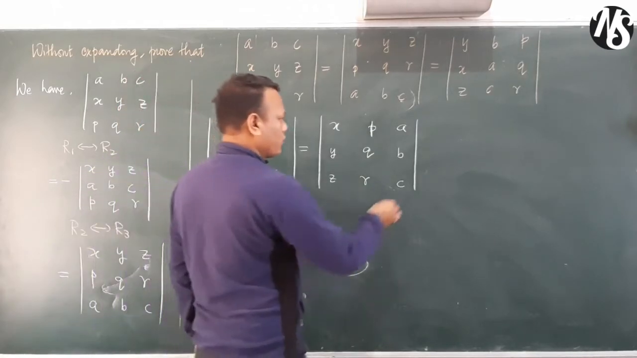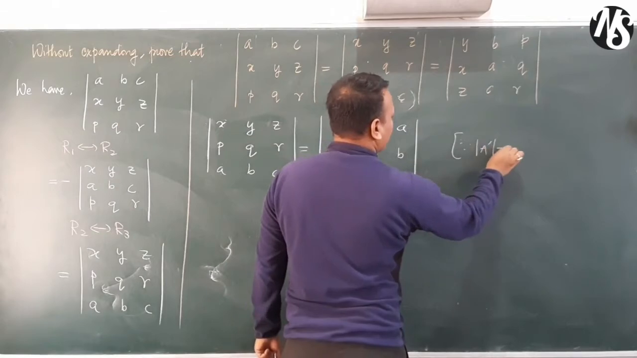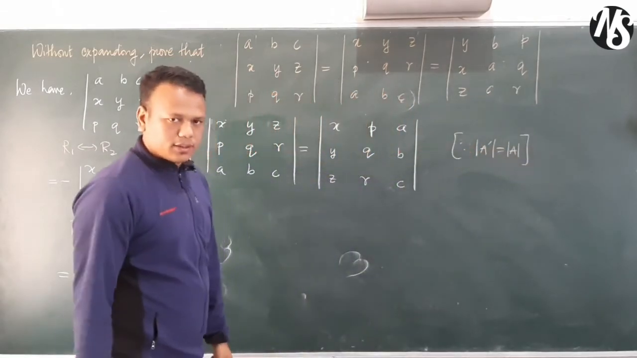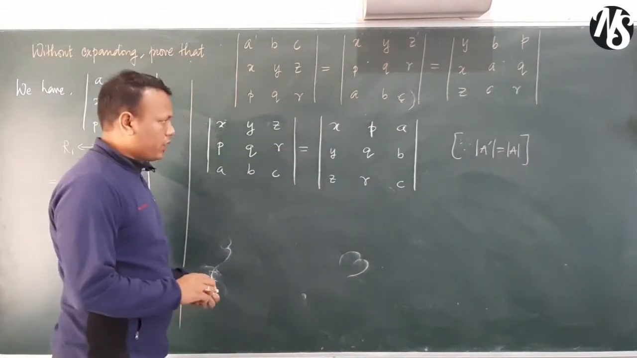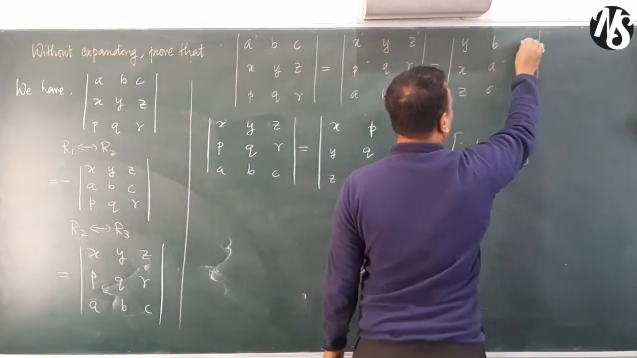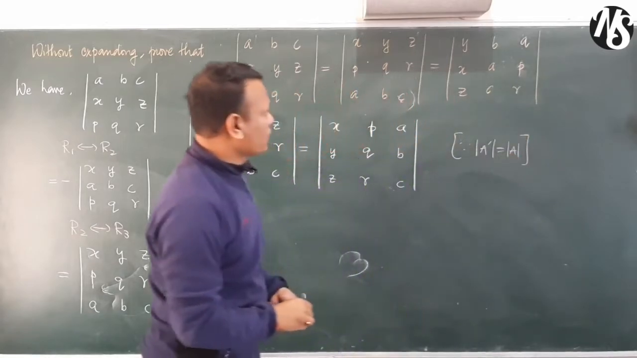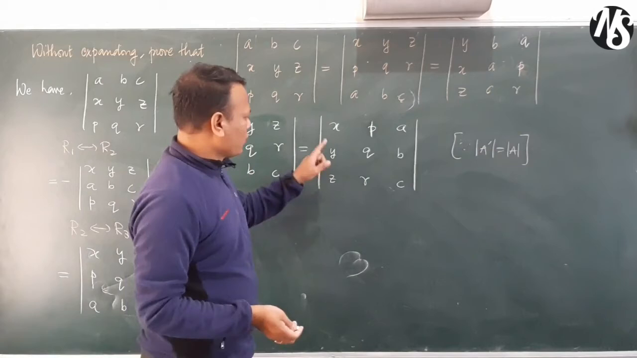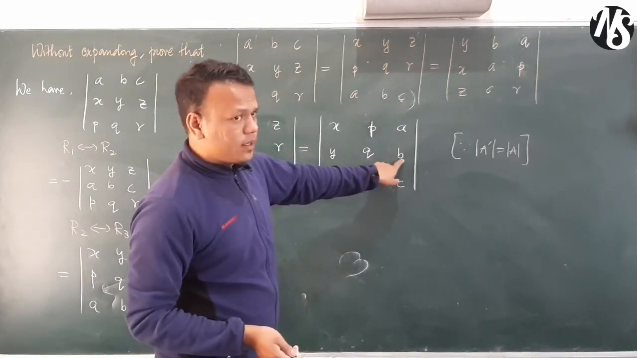Why? Because this property is valid. So using this property I can write this. I'm sorry, there's a mistake in the question. This is Q and this is your P. That's what is there in the book. So now see, what I want is, I want Y, B, Q.